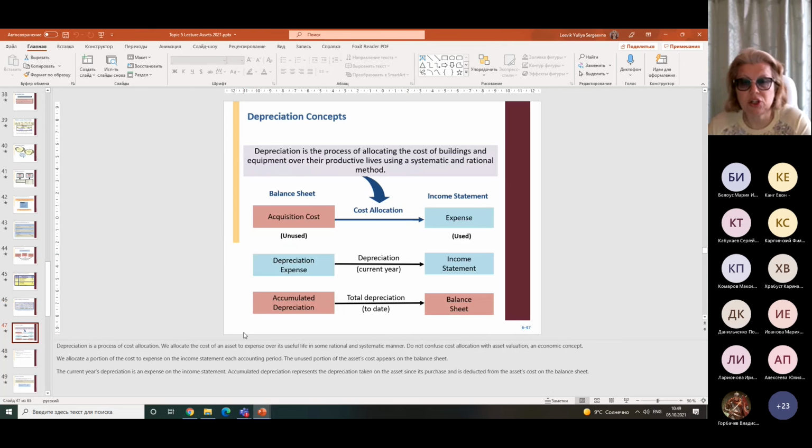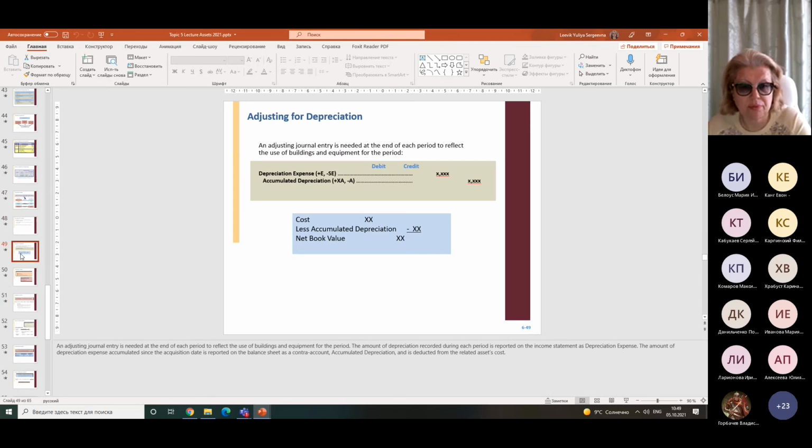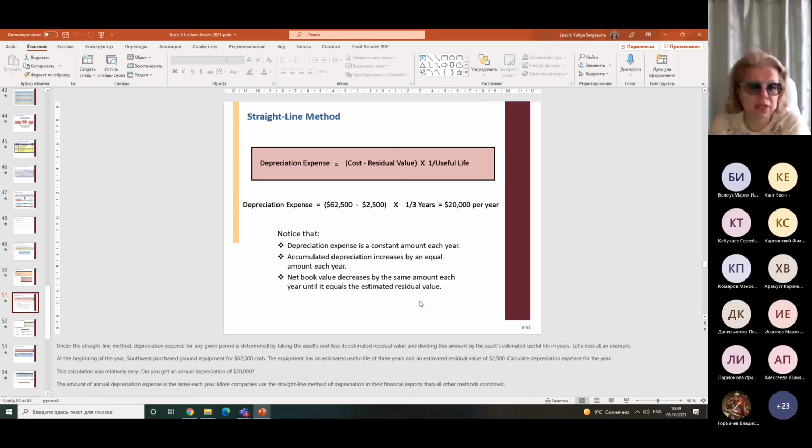And finally, the depreciation concept, a very good slide, just to understand where we should put depreciation expense in the income statement and accumulated depreciation in the balance sheet. This is how to prepare an entry for depreciation. And I would like to say that in our course we discuss only the straight line method of depreciation.